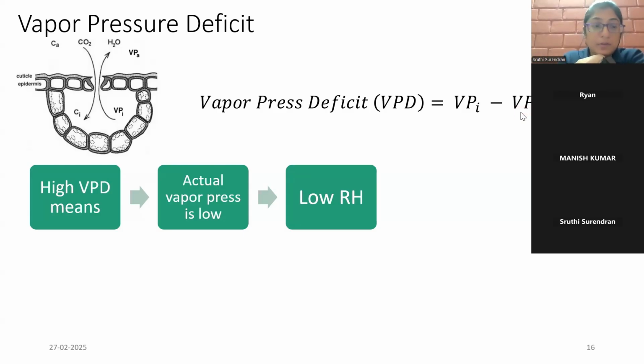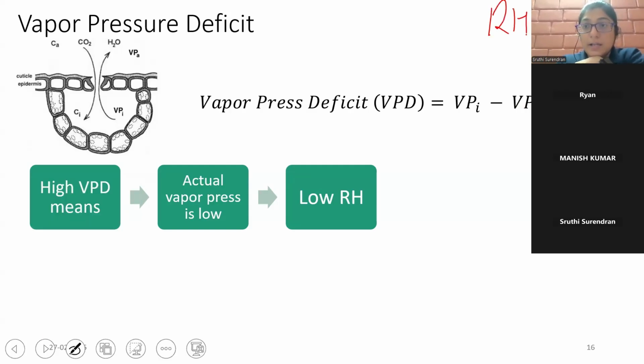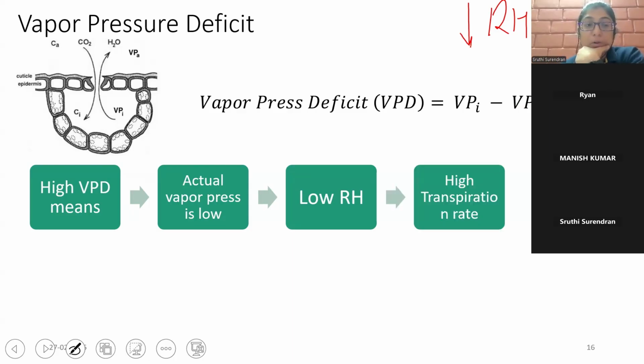we know the relation between RH and actual vapor pressure. So it's VPA by VPI. So if VPA reduces, RH is also going to reduce. So low RH will result from a high VPD. Now, if this value is very high, more water will keep going outside, because this is at a higher value and this is at a lower value. So water will keep going there in excess.